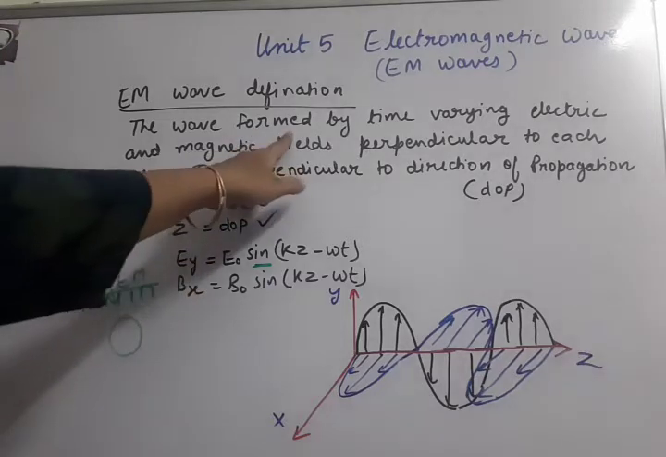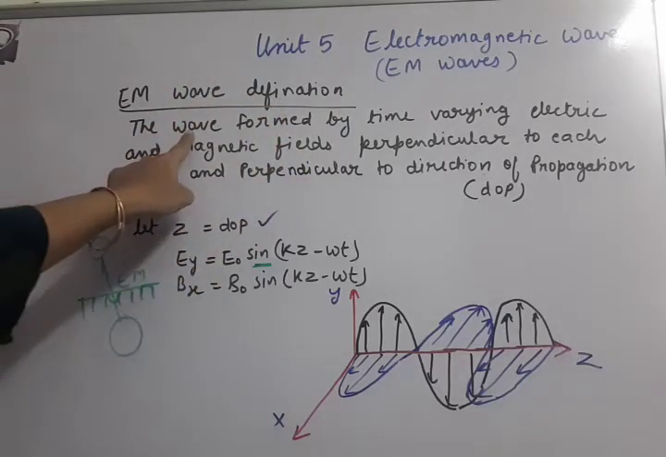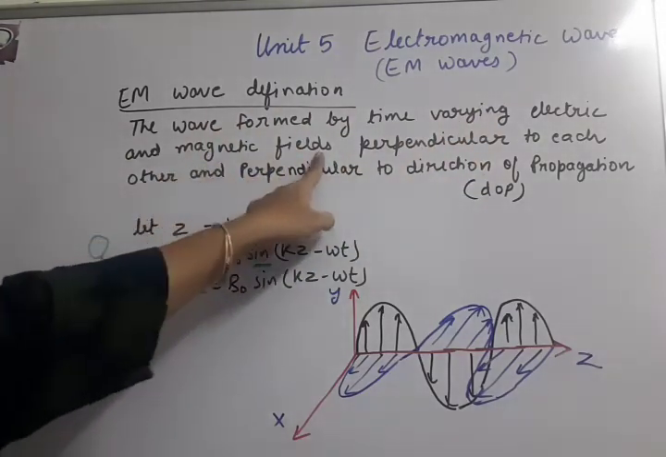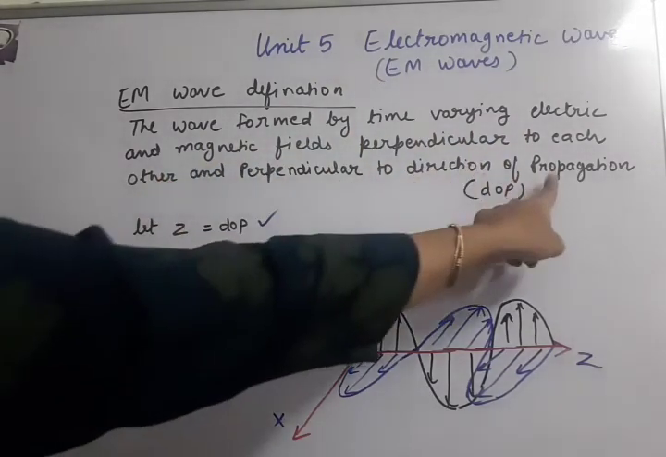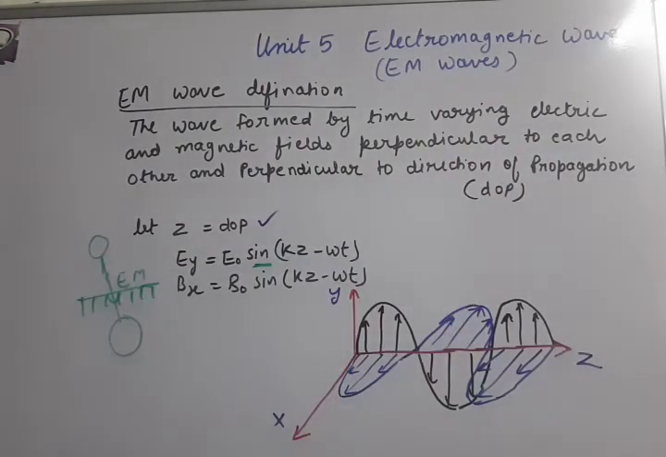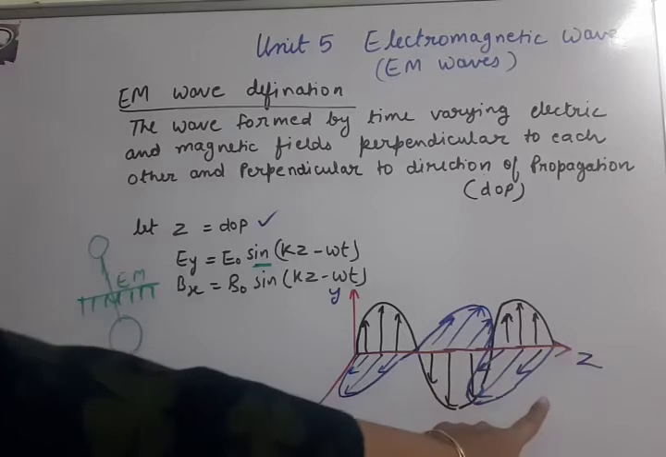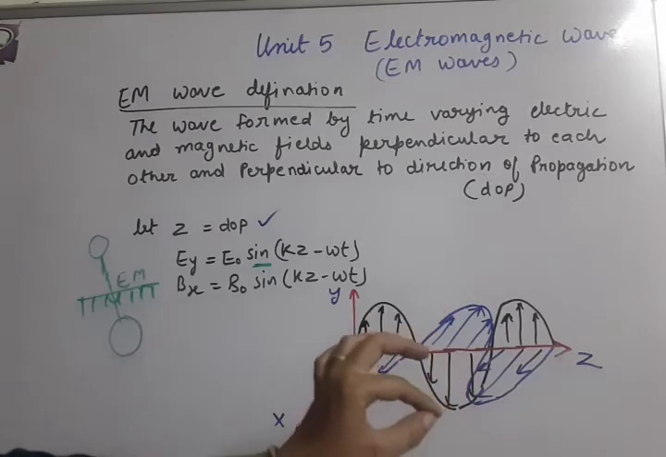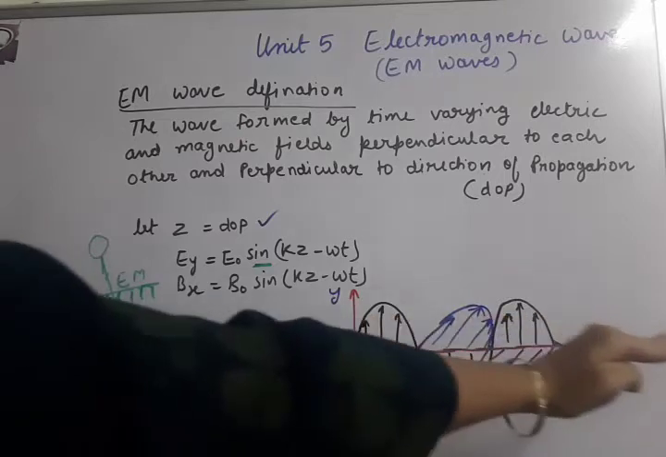So here is the definition. Let us conclude all those points in the definition. The wave which is formed by time varying electric and magnetic fields which are perpendicular to each other and perpendicular to the direction of propagation. So the relation in the form of the angle is this: first of all we have to select a DOP. DOP means in which direction the wave will propagate. Wave always propagates from one end to the second end. So the wave is propagating, suppose, in Z direction.